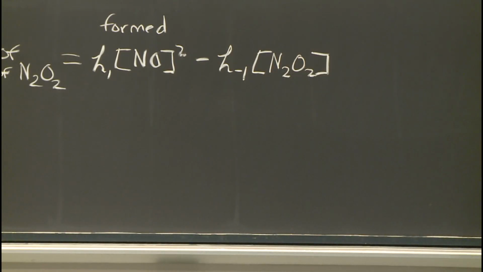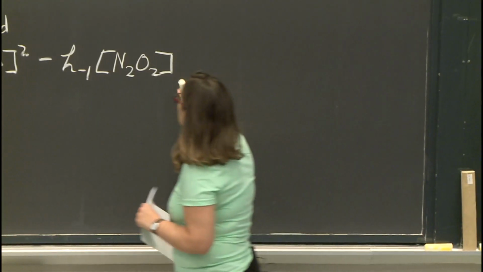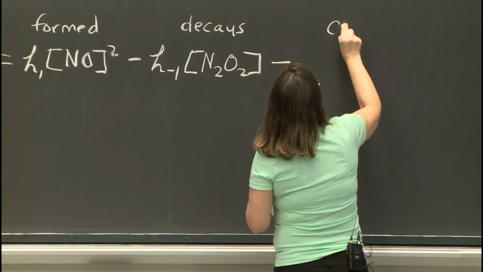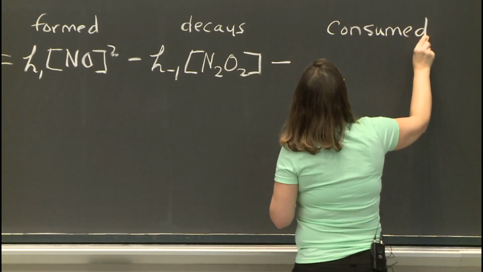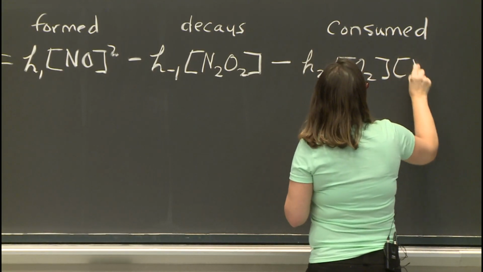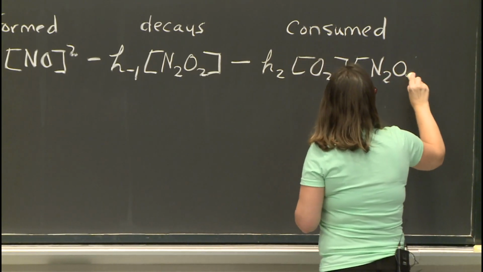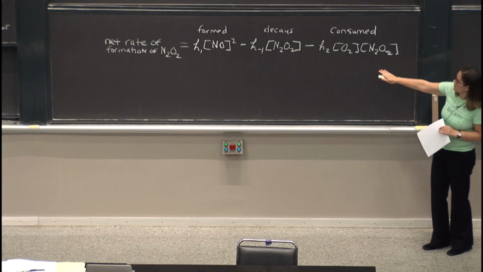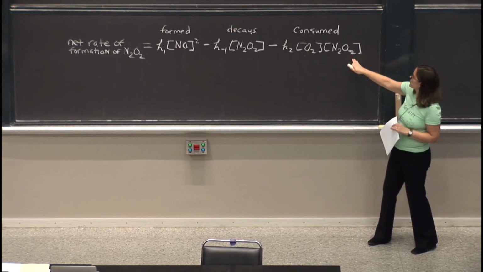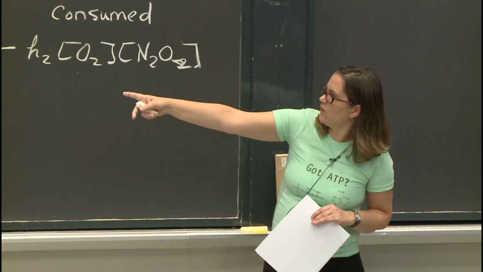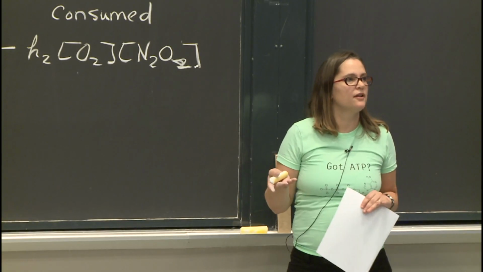The intermediate is also being consumed in the second step. It's reacting with oxygen and being consumed. So here it decays, and here it is consumed, and it's being consumed by the reaction k2 times the concentration of O2 times its concentration. So that's the second step. All right, so now we just need to take that equation and solve for the intermediate N2O2. But we don't know the net rate over there. We have too many variables right now.